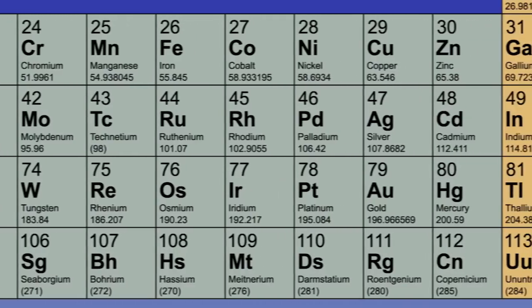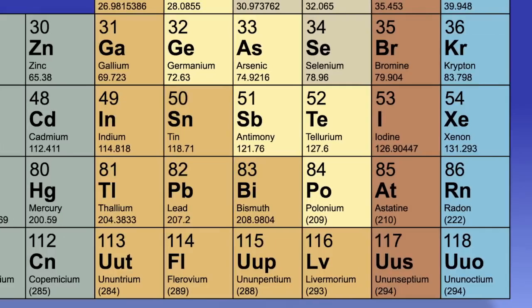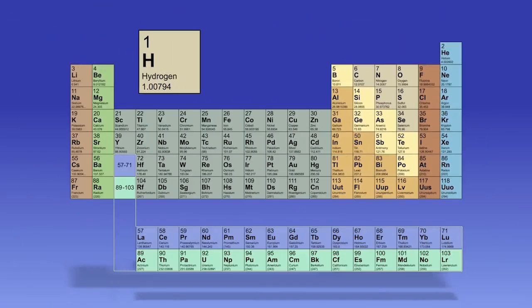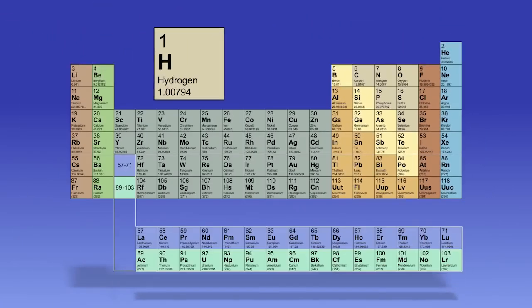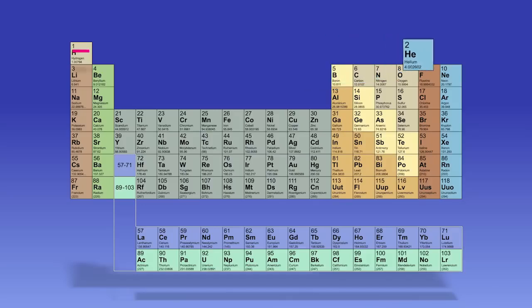Each element is made up of the same kind of atom with a specific number of protons in its nucleus, the atomic number. For example, H represents hydrogen. All hydrogen atoms have one proton. The symbol He represents helium. All helium atoms have two protons.